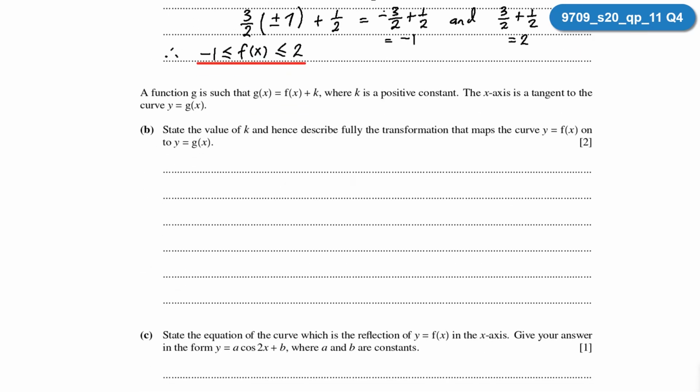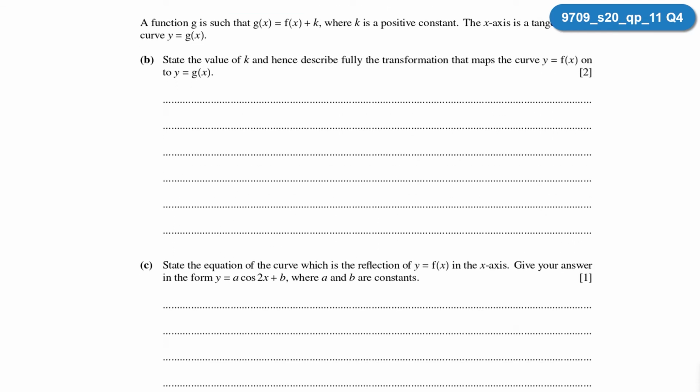Let's scroll down to part B. A function g is such that g of x is equal to f of x plus k, where k is a positive constant. The x-axis is a tangent to the curve y is equal to g of x. So in part B, state the value of k and hence describe fully the transformation that maps the curve y is equal to f of x onto y is equal to g of x.